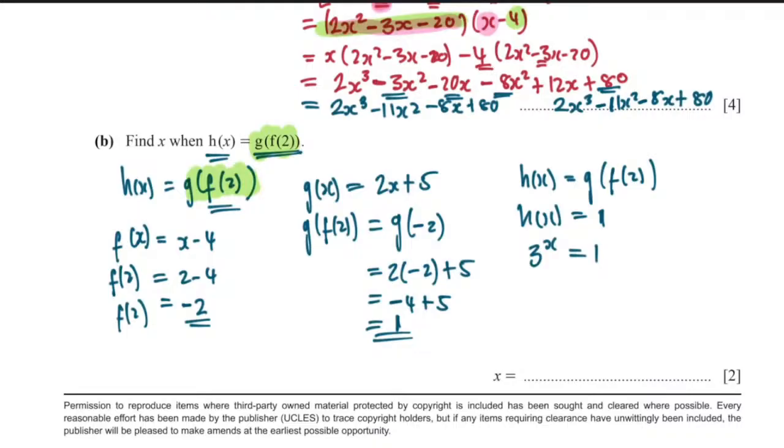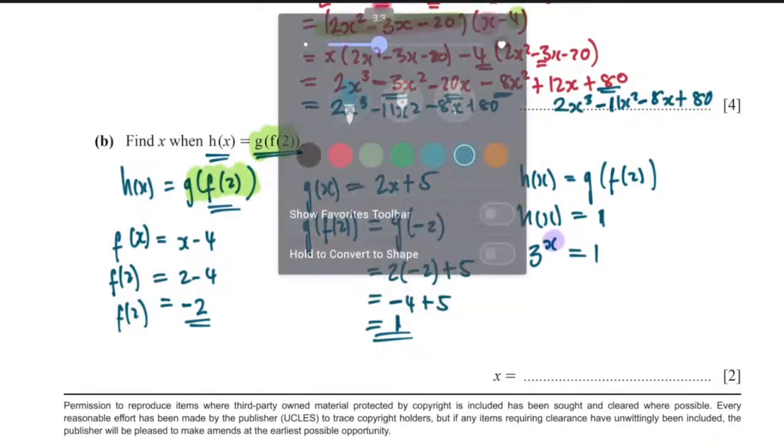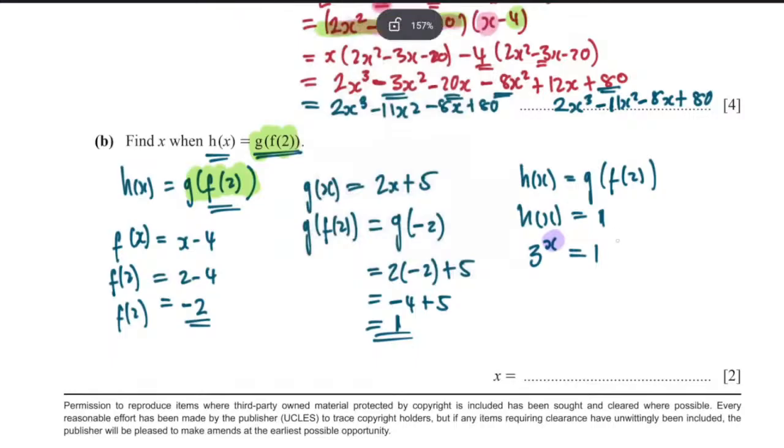Now we need to solve. Don't let me down. I told you what to do when x is a power. Change 1 to be in terms of 3 to the power something. So it becomes 3 to the power of x equals 3 to the power 0. Any number to the power 0 is 1, so we know now x is 0, which means x is equal to 0.